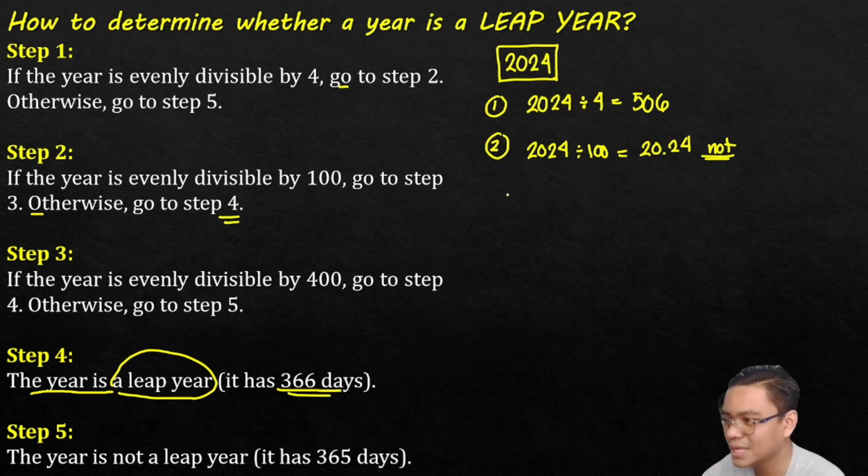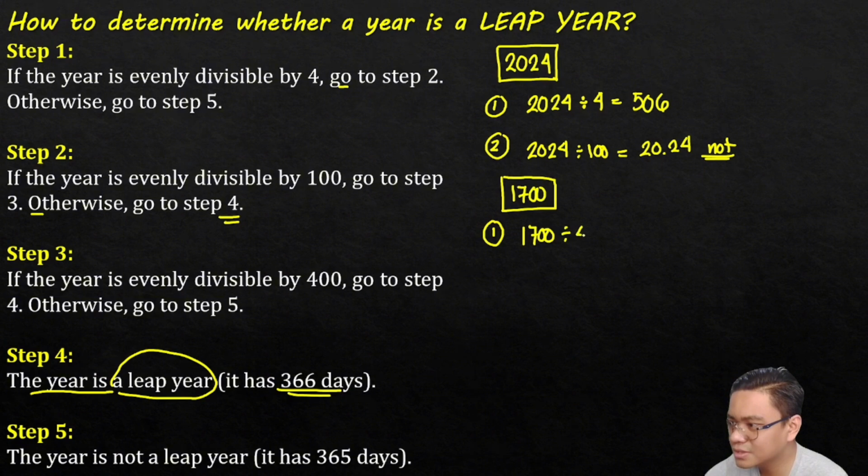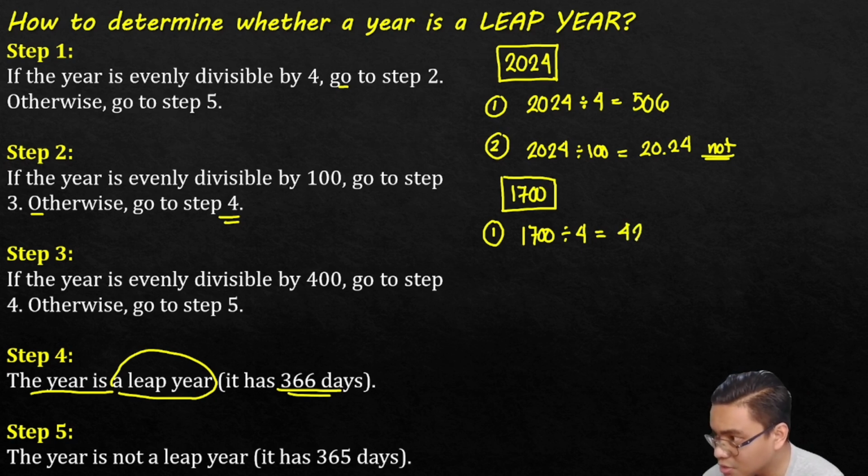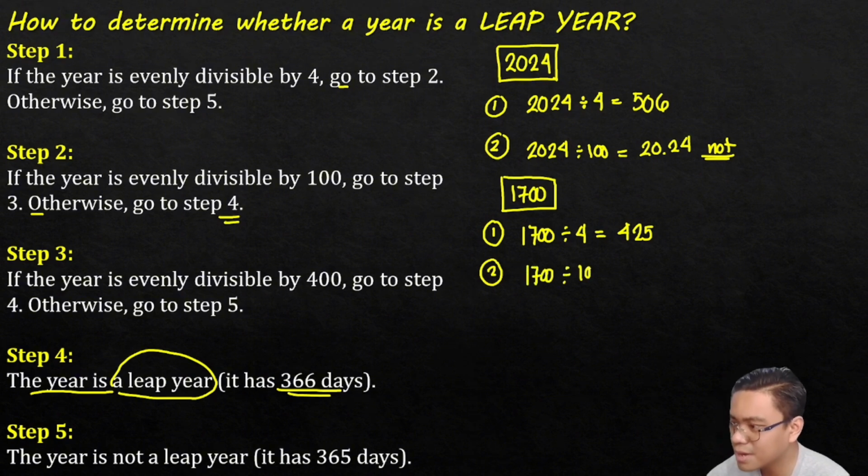O, what if naman po 1700? Yan, check natin to. Step 1 tayo, guys. Sa 1700, i-divide natin to by 4. Check natin 1700 divided by 4. You have there 425. Okay, so check tayo sa step 1. Go to step 2 tayo. So 1700, i-divide natin by 100. Okay, 1700 divided by 100. So you have 17. So evenly divisible.